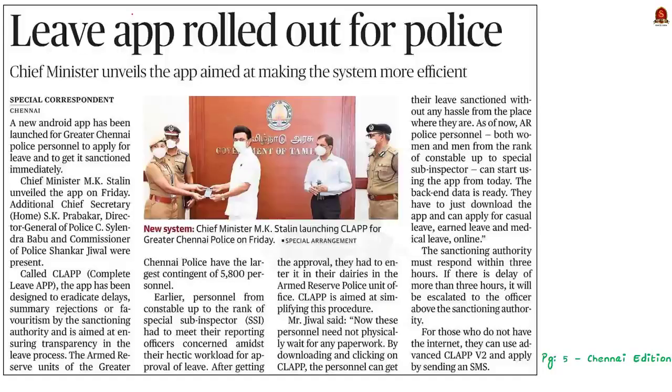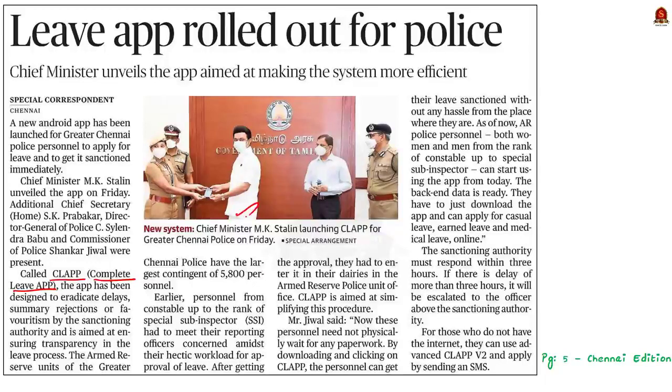Look at this news article. This piece of news article is about a new Android app. This new Android app has been launched for Greater Chennai police personnel to apply for leave and to get it sanctioned immediately. The name of the app is CLAP, that is Complete Leave App. It was unveiled by the Chief Minister of Tamil Nadu yesterday.